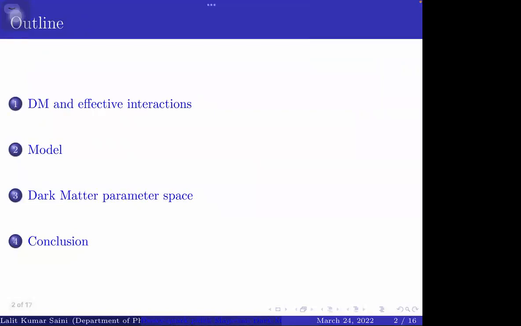So this is the outline. First, I will discuss dark matter and the effective model. Then I will discuss my model and then the analysis of that using the relic, indirect and direct detections. And then finally, I will conclude.